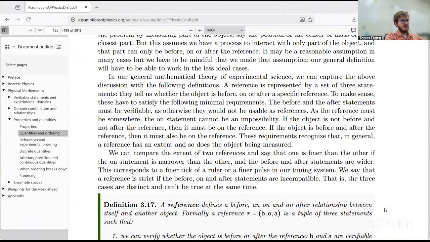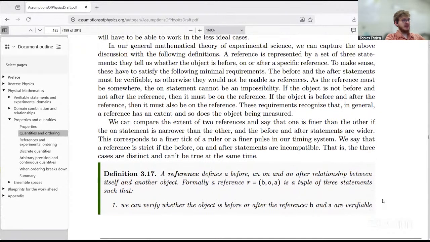If the object is not before and not after the reference, then it must be on the reference. If the object is before and after the reference, then it must also be on the reference. These requirements recognize that in general, a reference has an extent, and so does the object being measured.